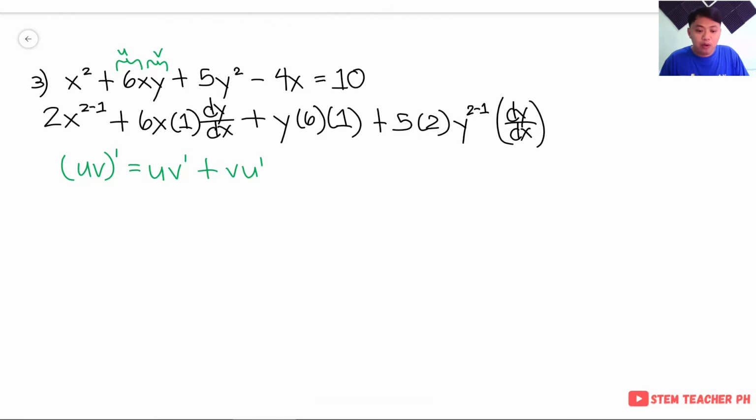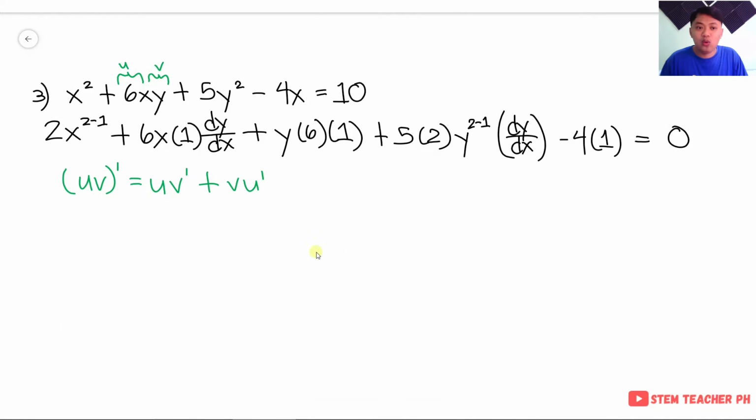With this, we are okay for this part, and we jump to negative 4x. Still applying the power rule, we have negative 4, and the derivative of x with respect to x is just equal to 1, so this is 4 times 1. And then equal to, on the right side, the derivative of 10 is just a constant, which is equal to 0, because the derivative of a constant is 0. Now we are done with the process of getting the derivative. What we need to do is simplify, then solve for the value of dy over dx.